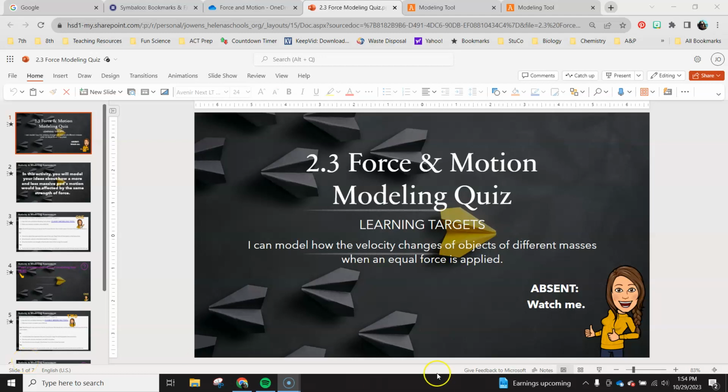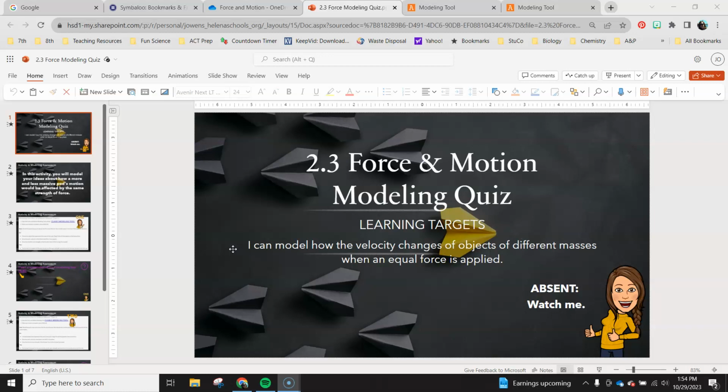Hey, 8th graders, part of your Chapter 2 test or assessment today is the 2.3 Force and Motion Modeling Quiz. This is one of two things you will be completing today to close out Chapter 2. I'm just going to walk you through it, but your learning target for today is: I can model how the velocity changes of objects of different masses when an equal force is applied.